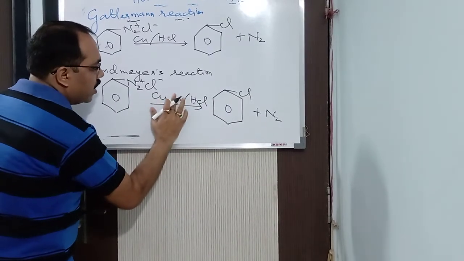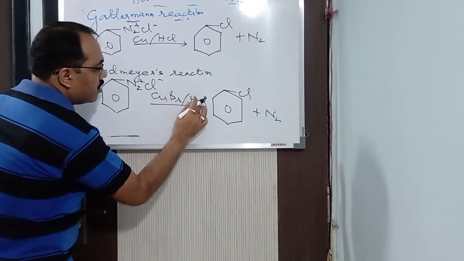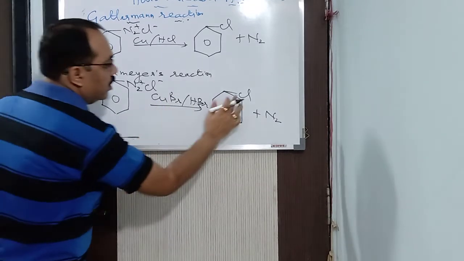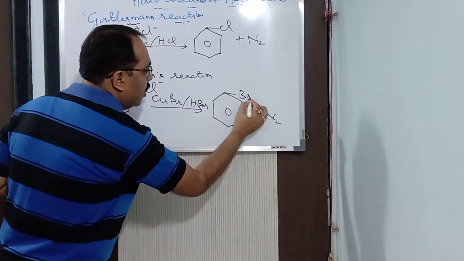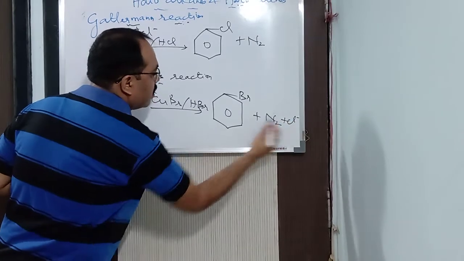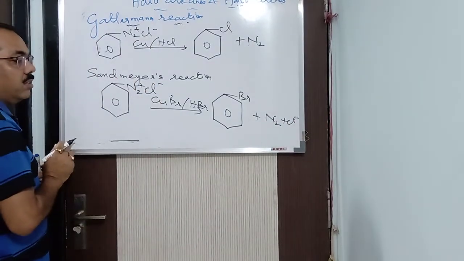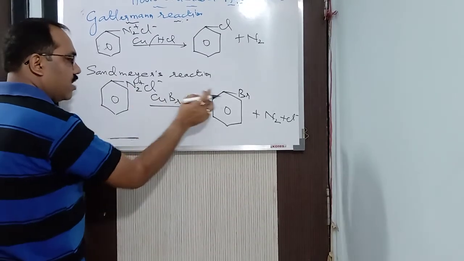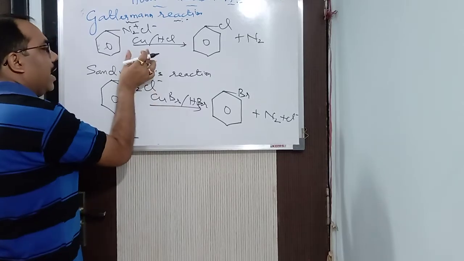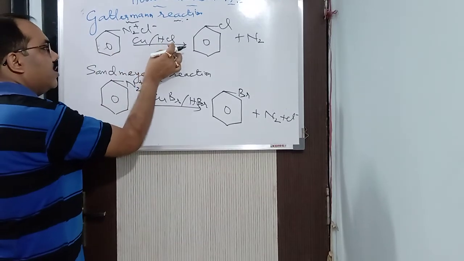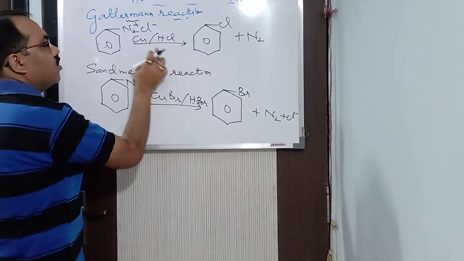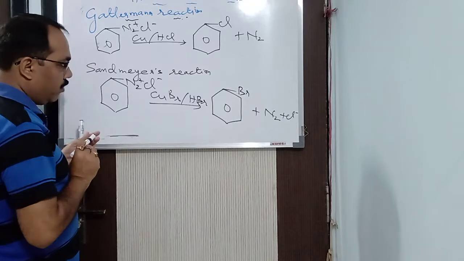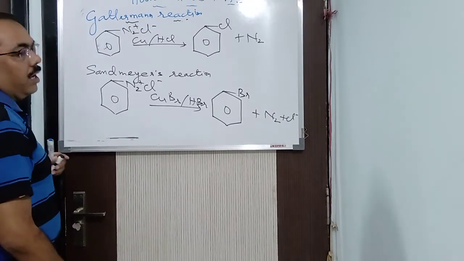Now what I mean to say here is that if I replace this with CuBr and HBr, I am going to get bromobenzene plus nitrogen plus Cl-, bromobenzene plus nitrogen. So in case of Sandmeyer's reaction, the halogen which gets attached to the benzene ring comes from the copper salt, and in case of Gattermann's reaction, the halogen which gets attached to the benzene ring comes from the halogen acid. So this is your Gattermann's reaction and Sandmeyer's reaction by which you can prepare aryl halides.